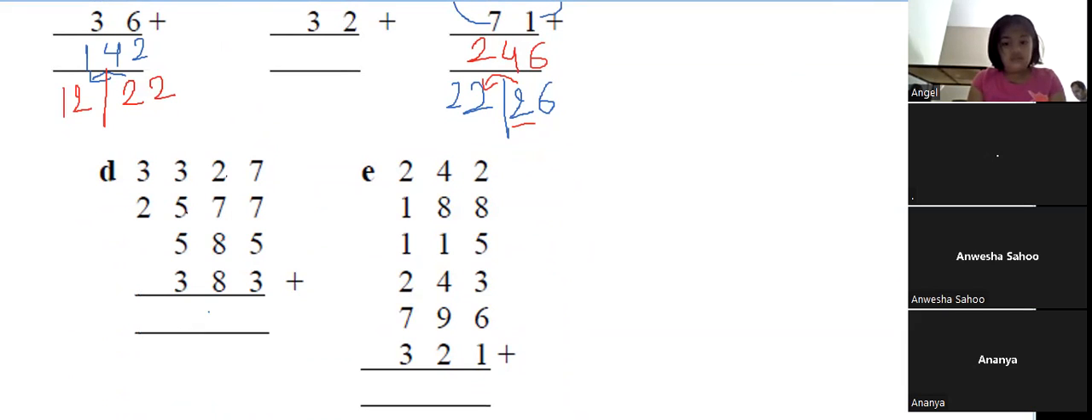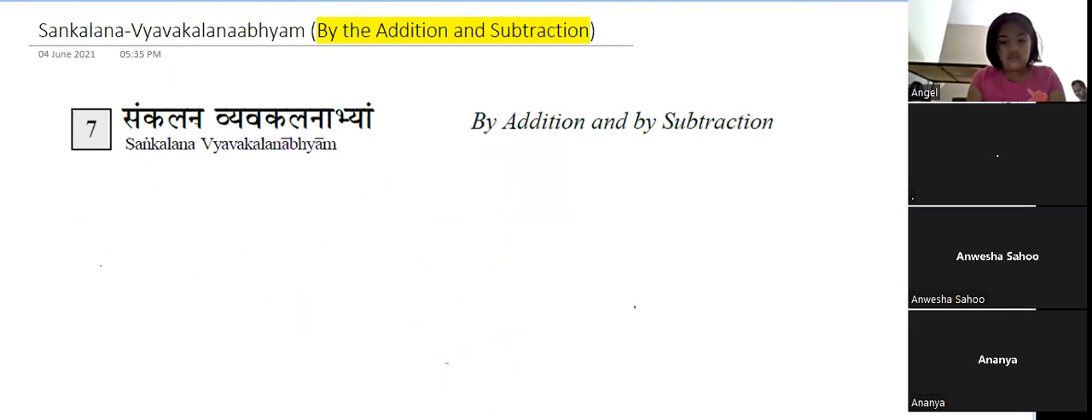We'll see one more new sutra, that is Sankalana-Vyavakalanaabhyam, by the addition and by the subtraction. Sankalana means by addition, nothing but collecting the things. Vyavakalana means removing the things, nothing but subtraction.